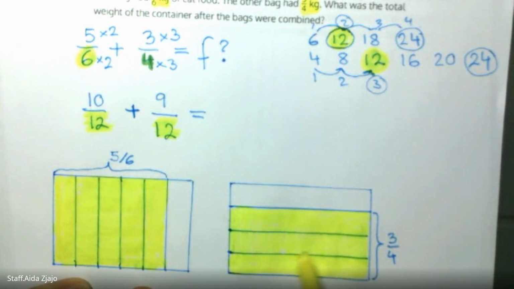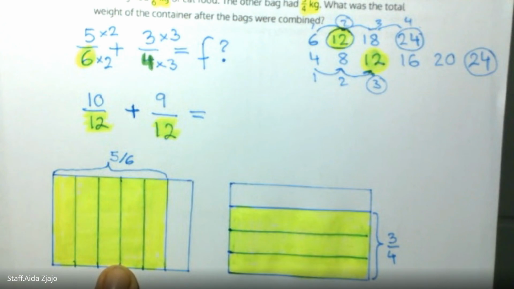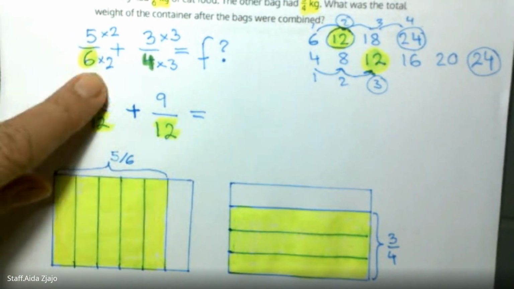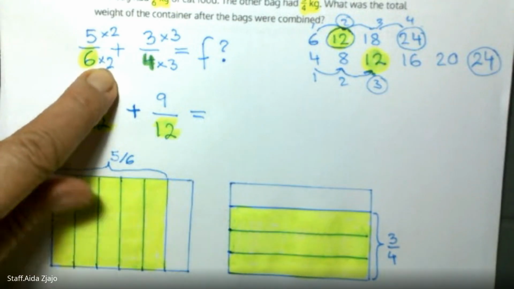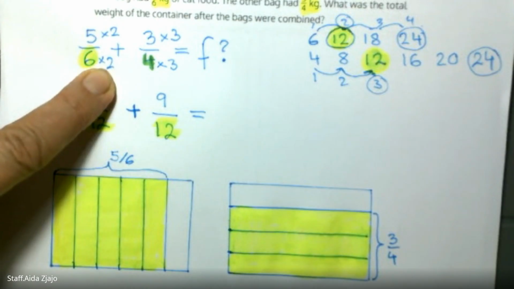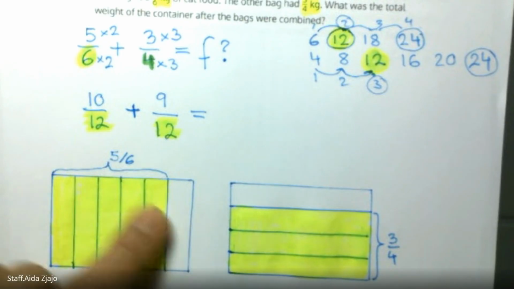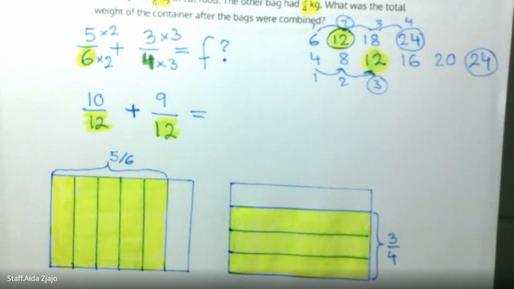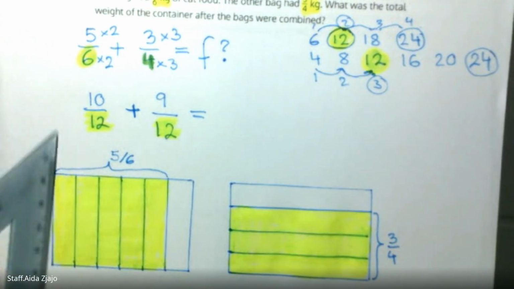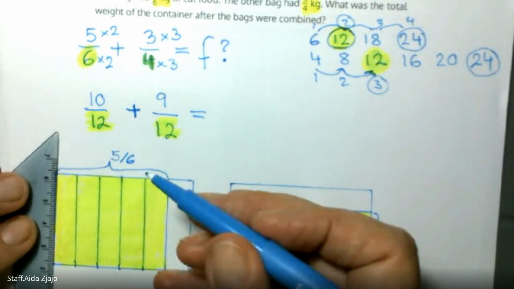My parts are not the same size, so I needed to make them the same size. When I think about these 5/6, I multiply by 2. What that tells me is that I have to cut each sixth into 2 pieces. So I'm going to cut each of these horizontally into 3 pieces.